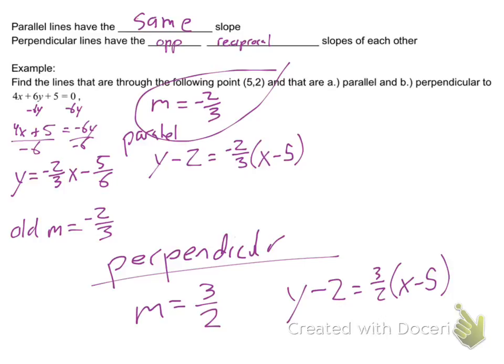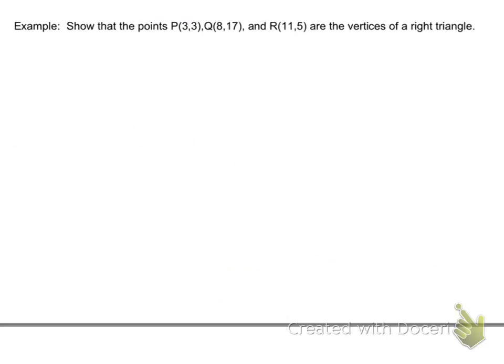They're using a common point to find the equation. That means they have to go through that common point. Any questions? And I think this might be one or two more after this. Okay.